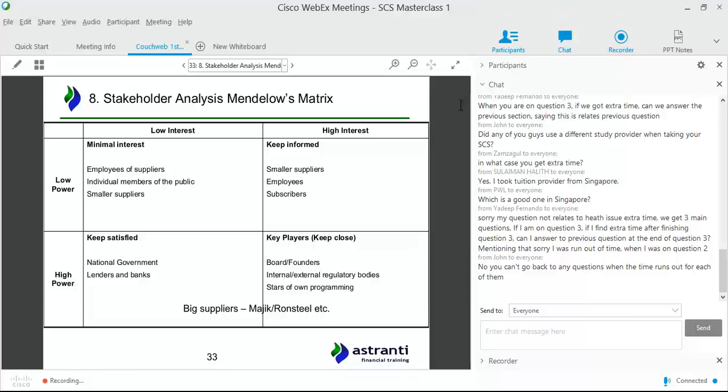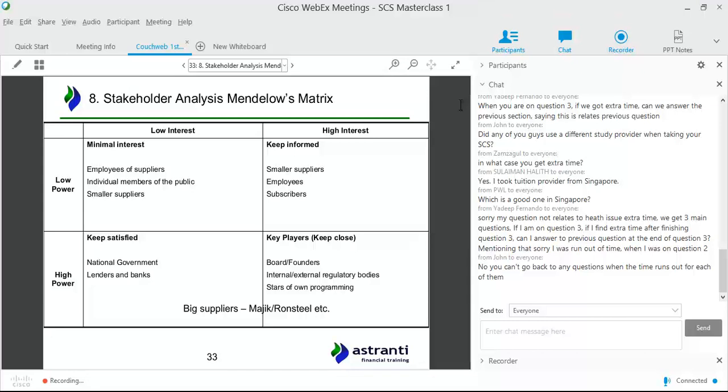So it'd be smaller suppliers. Notice I've put smaller suppliers in both the minimal interest and keep informed. This depends on the type of supplier that they are. If they're a supplier of content and we are one of their major customers, then of course they're going to have more interest in what we are doing, even if they don't have any power. If they are a supplier of teas and coffees and tea bags and coffee grounds, etc., to our offices, then they're not going to be particularly interested. So whether a small supplier sits in keep informed or minimal interest depends on the type of thing that they supply.